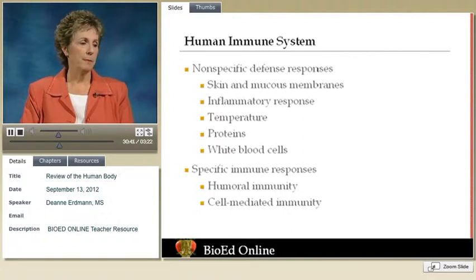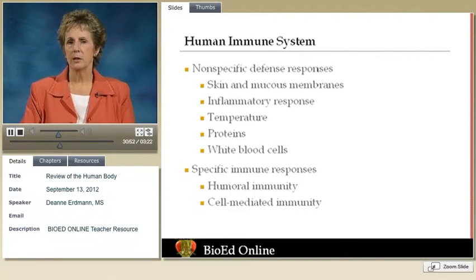Cell-mediated immunity involves identifying different cells that are infected, say, with a virus or a bacterial cell, and actually transferring proteins to destroy and rupture that cell. Usually humoral immunity and cell-mediated work in concert with one another. And that's a pretty simplistic way of looking at the immune system, but it gives you just sort of a basic review.